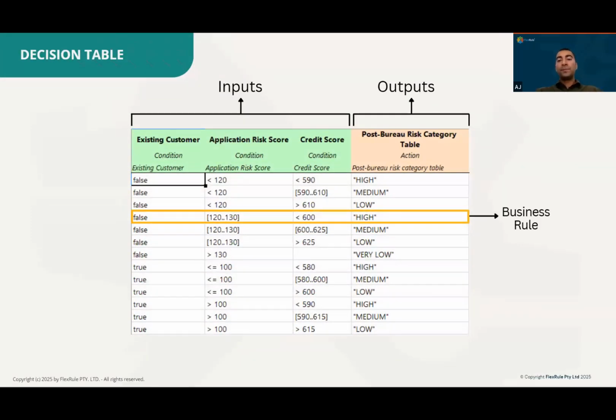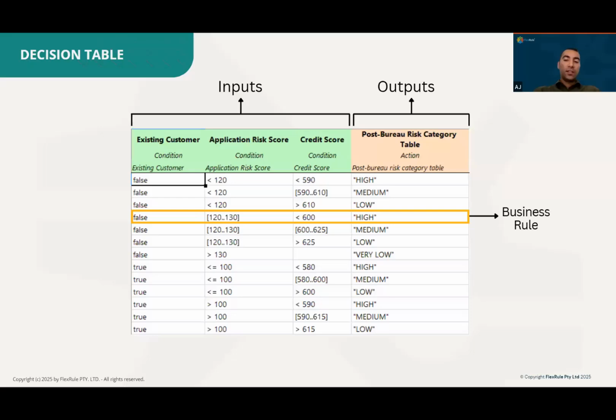DMN offers a clear and consistent way to model business rules, mainly through the decision table. As the image shows, each row is a business rule, and the green columns are the conditions for the rule, and the orange column is the output for that. In DMN, a decision table is a type of box expression.